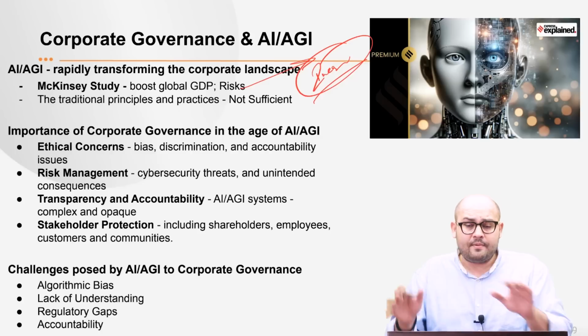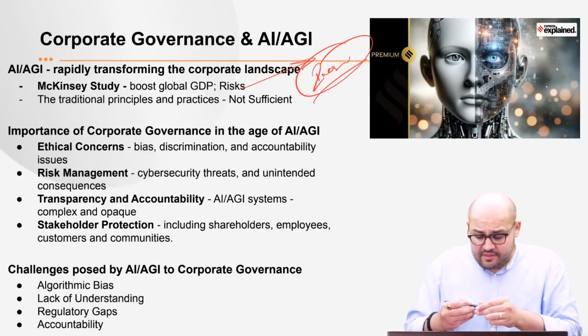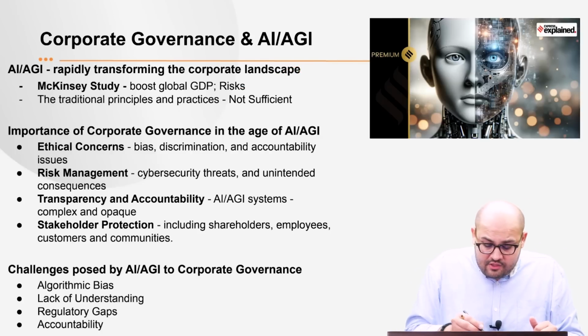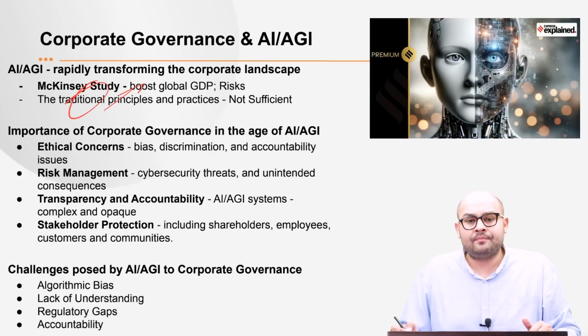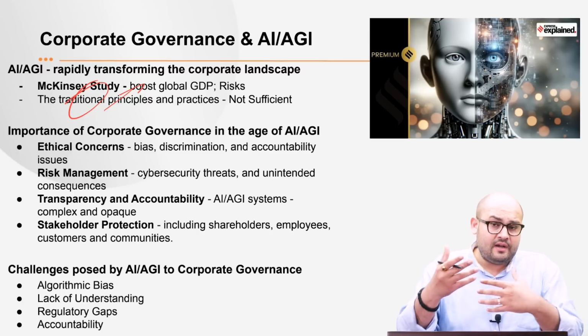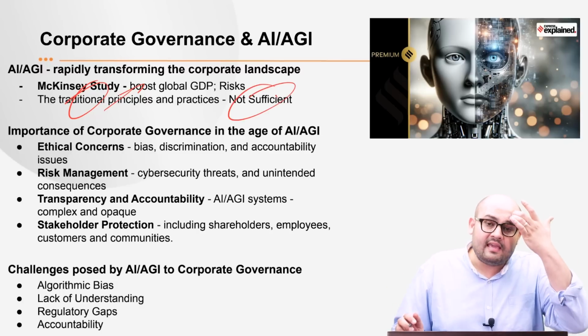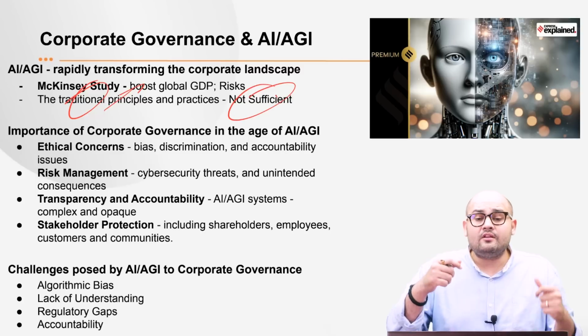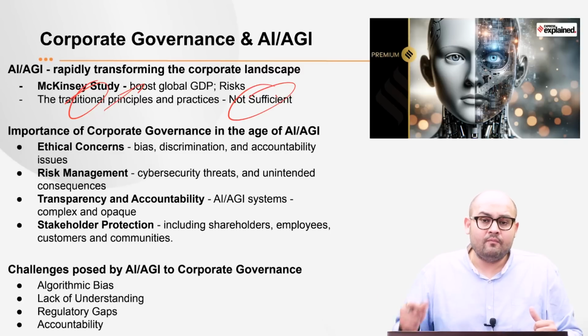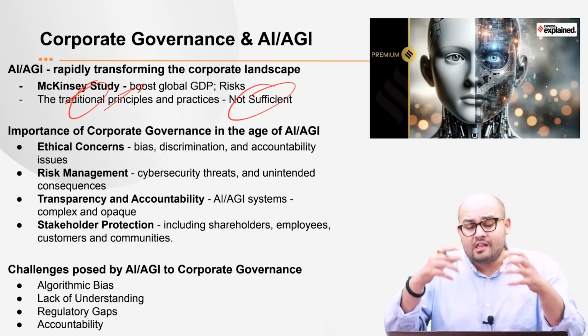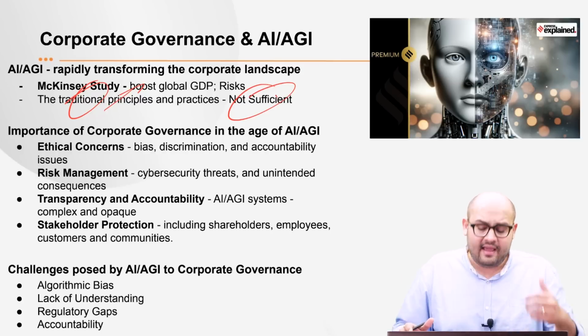So that is a different topic altogether. Now, what we say is that if we are having general, traditional principles with respect to corporate governance, they are actually not sufficient in the times of AI and AGI. Therefore, there's a need to incorporate new provisions which align with the transformations being made by AI and AGI in the whole corporate functioning.